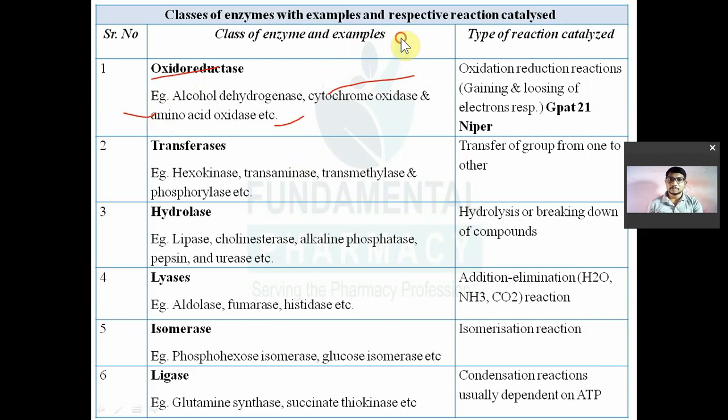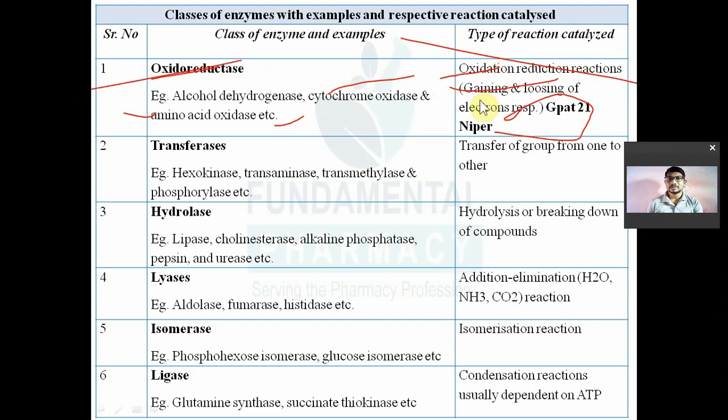So the type of reaction catalyzed is oxidation reduction. So what do you mean by oxidation and reduction? Gaining and losing of electron respectively. Oxidation means gaining of electron, reduction means losing of electron. This was a question in GPAT 2021: which one of the following categories of enzymes is involved in the reactions involving gaining and losing of electrons? So oxidoreductases are the enzymes involved in the oxidation reduction reaction.